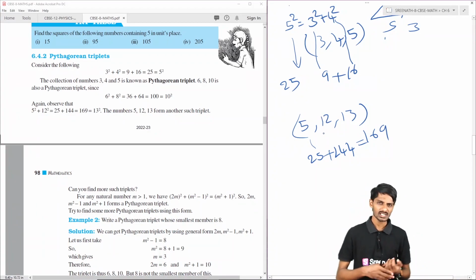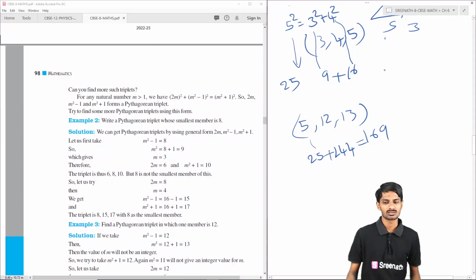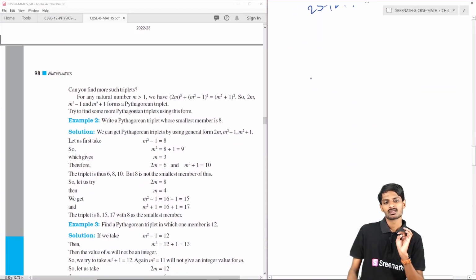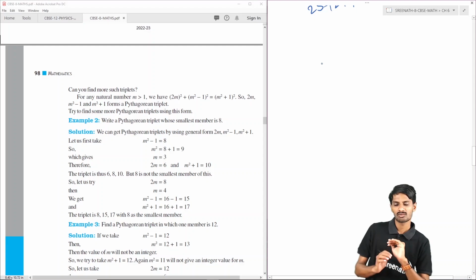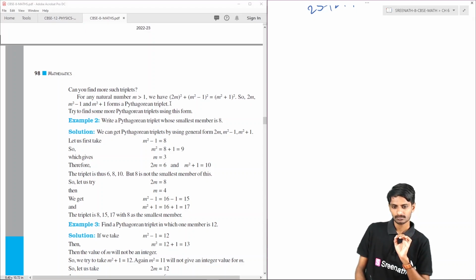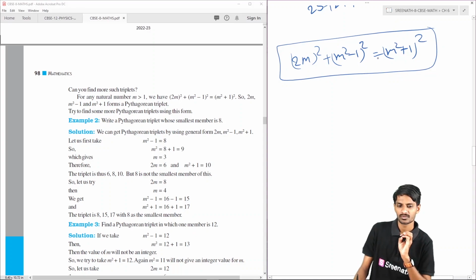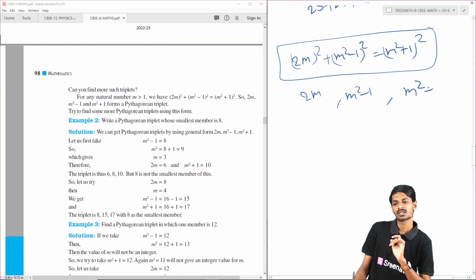Can you find more such triplets? For that there is a shortcut formula. Suppose we take natural numbers only. In this case, we can write (2m) whole square plus (m square minus 1) whole square is equal to (m square plus 1) whole square. This is the rough thing you have to imagine. So what are the triplets here? 2m is one, m square minus 1 is another, and m square plus 1 is the third.